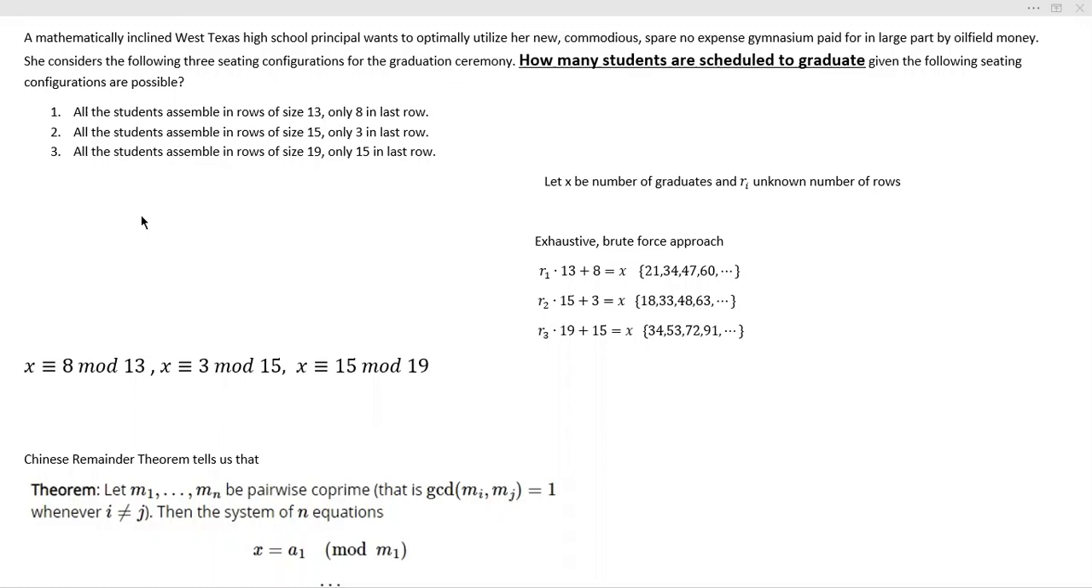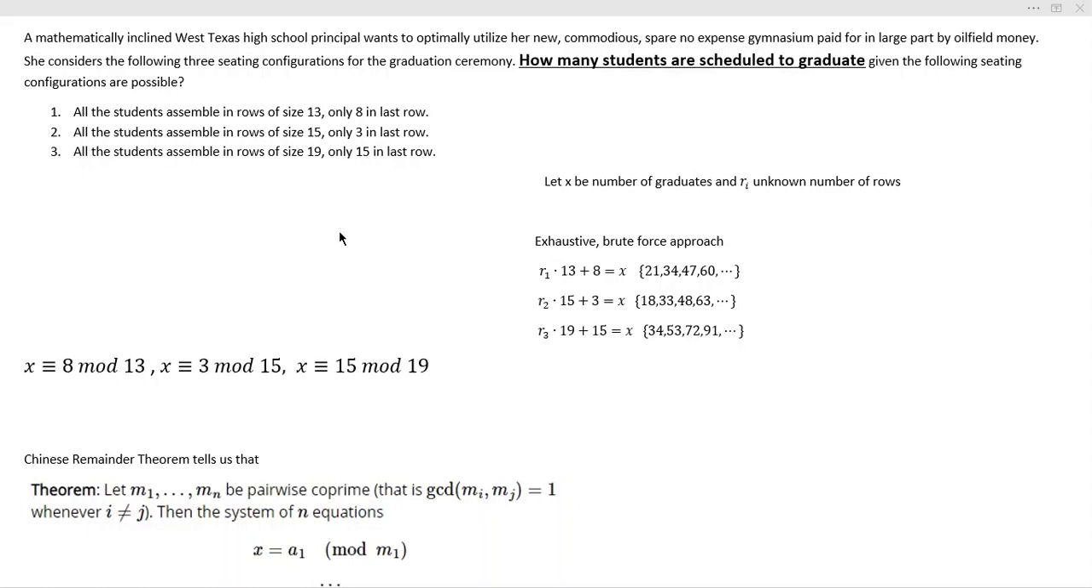One of the configurations is that each of the rows can seat 13 people, but that would leave 8 in the last row. Condition 2, the other condition that's possible, is each of the rows are of size 15 with 3 left in the last row. And finally, the rows have size 19 with 15 left in the last row.